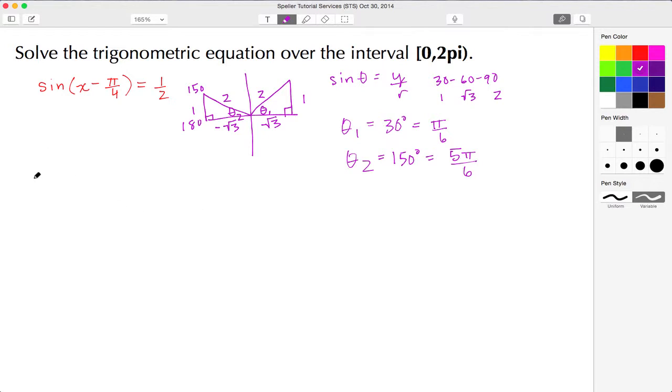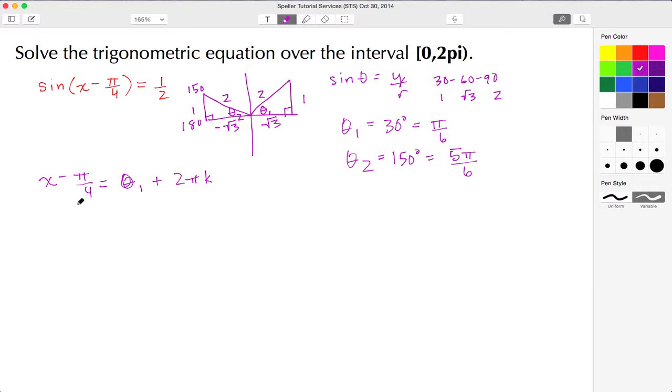So let's begin. I have x minus pi over 4 is equal to theta 1 plus 2 pi k. I use 2 pi because 2 pi is the period for sine, and I use the value of k, which is an integer, because that lets me know I have an infinite number of answers as I go around this unit circle multiple times.